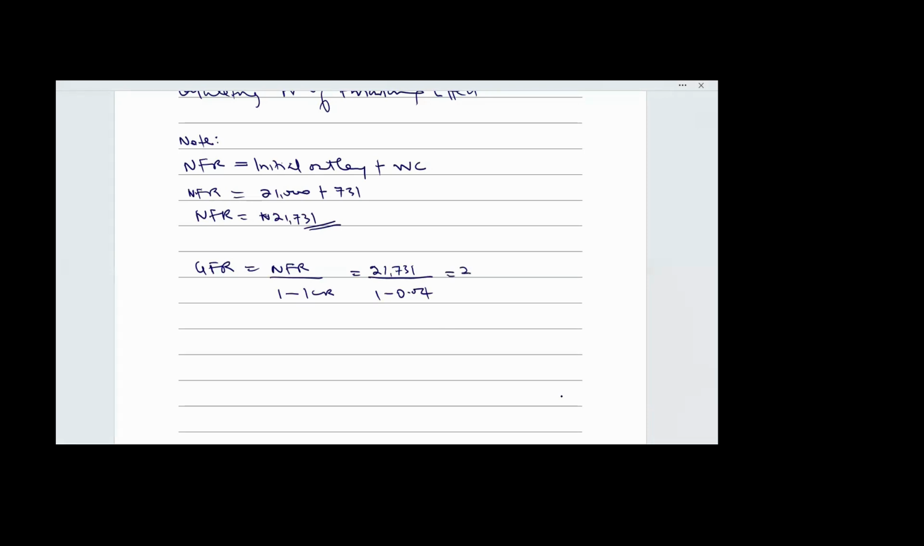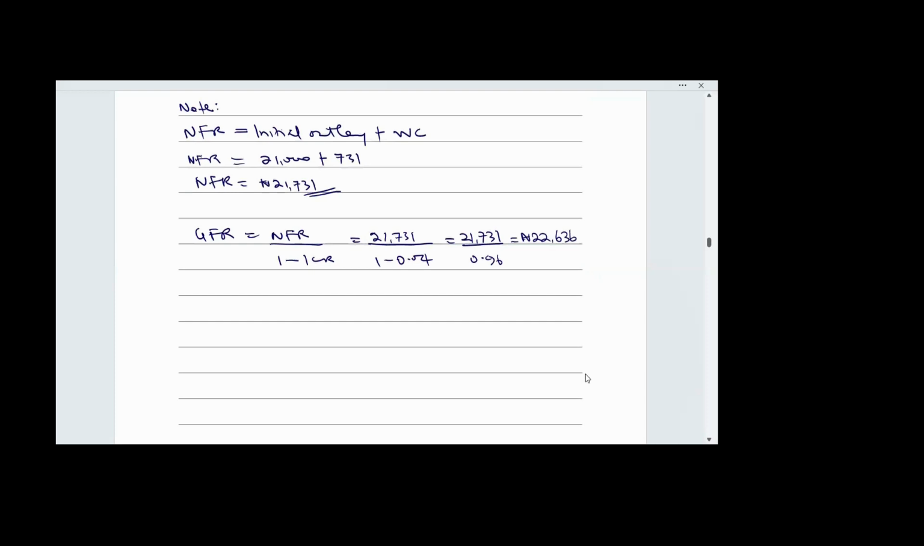Therefore, I would then say 1 minus 0.04. Therefore, 21,731 divided by 0.96 will give me 22,636. So now that we have determined the gross finance required, the next thing we need to do is to ascertain the discount rate to be used for financing effect cash flow.